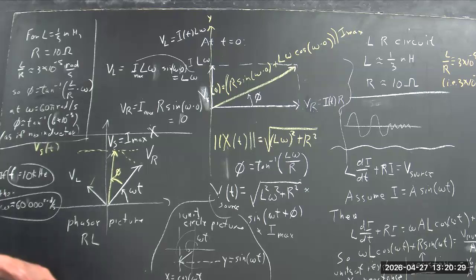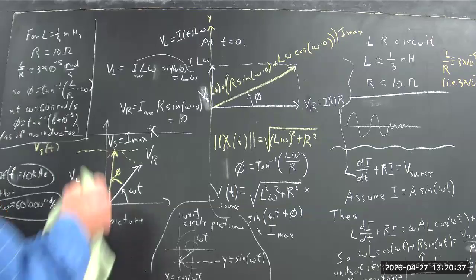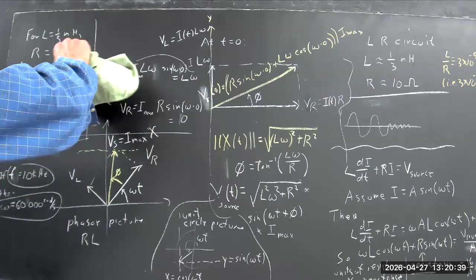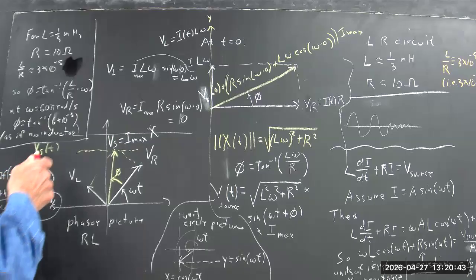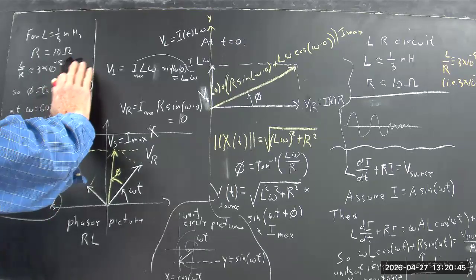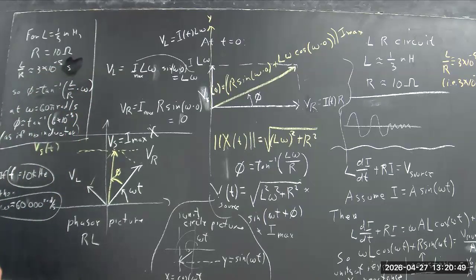And L over R is not in radians per second. L over R times omega would be in radians. It should be 3 times 10 to the negative fifth seconds. And I did something wrong over there too. I'll correct it. You still get the idea.